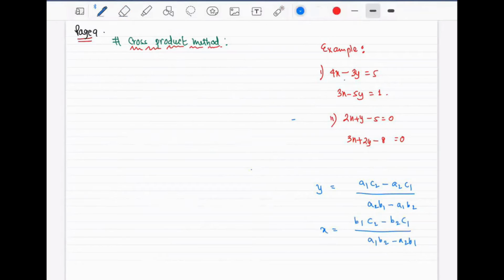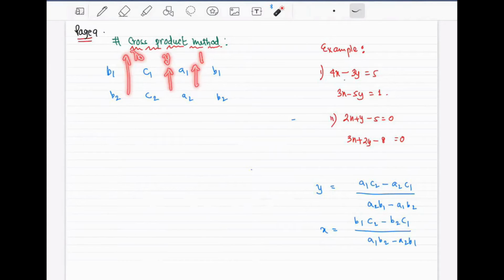What if I keep it like this? Let's say I keep b1, b2, c1, c2, a1, a2, b1, b2. We started with b1, b2. We write c next. Next is a, and then we end with b1, b2. Okay, in between this, let's put x. In between this, let's put y. In between this, let's put 1. X, y, 1. So here x, y, 1.